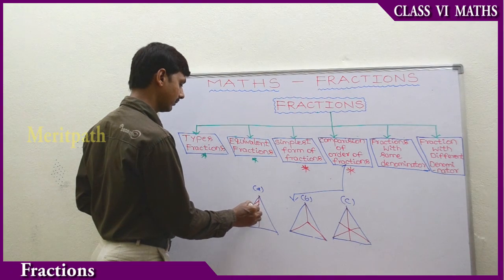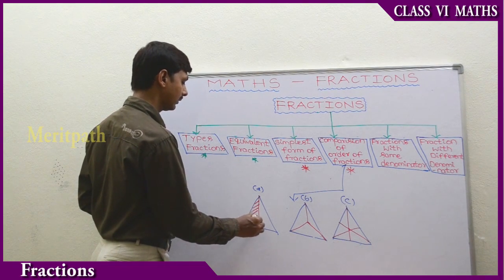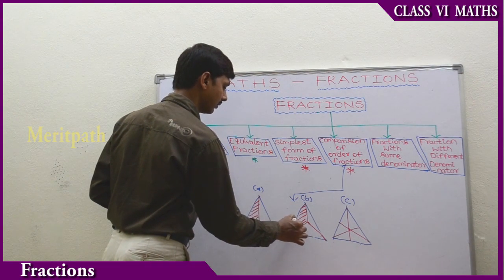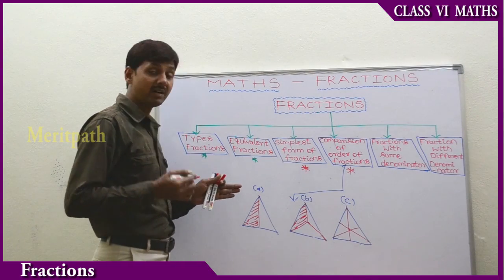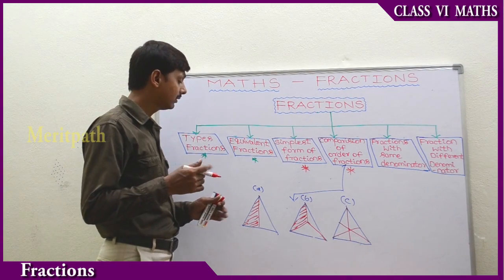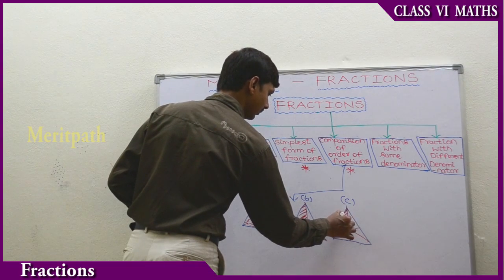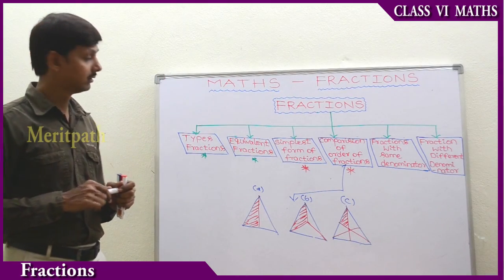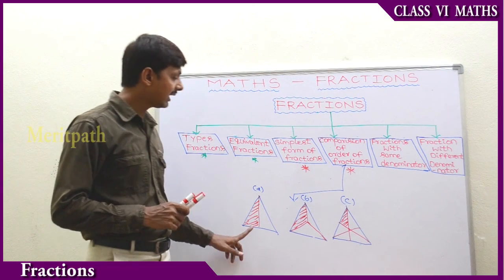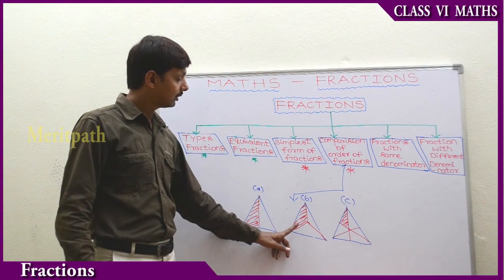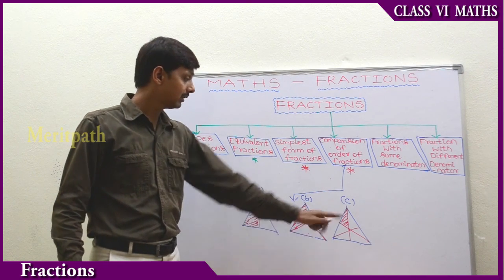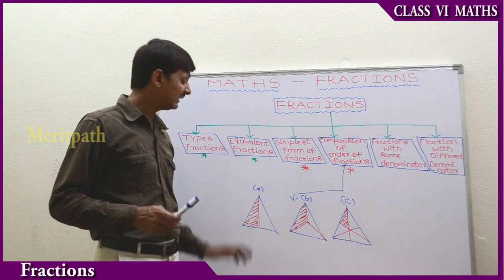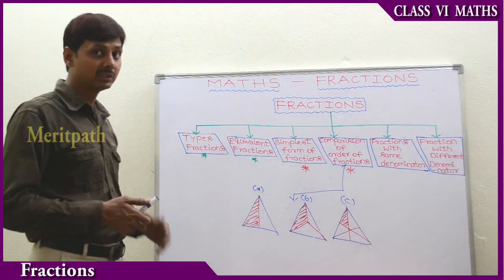We shade one part from it. Out of 2 parts, we have shaded one part. The second is already divided into 3 parts, and we have shaded only 1 part from it. And from the third triangle also we shade only 1 part. So from the first triangle we have taken 1 part, the second triangle also 1 part, the third triangle also 1 part. Let's see how we need to represent this picture as a fraction.